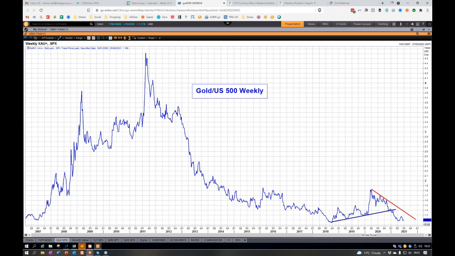Okay, so again, looking very threatening. This is gold divided by the US 500. Rising here means gold outperforming, falling here means gold underperforming. Then we had a steady period here. I drew this trend line in. It's a weekly sample here. Clearly we're broken, and we're testing very important levels.